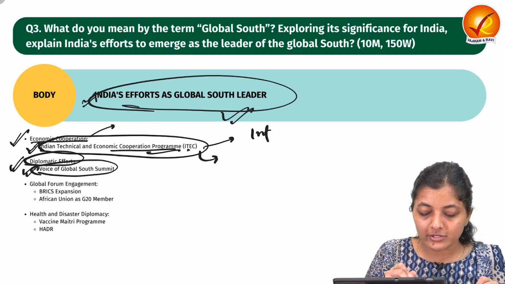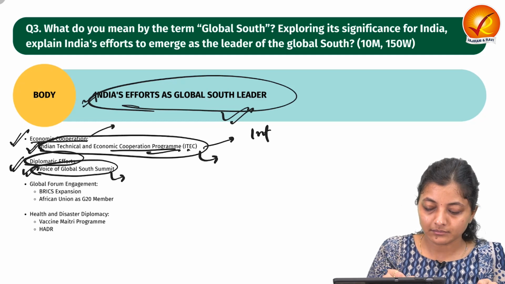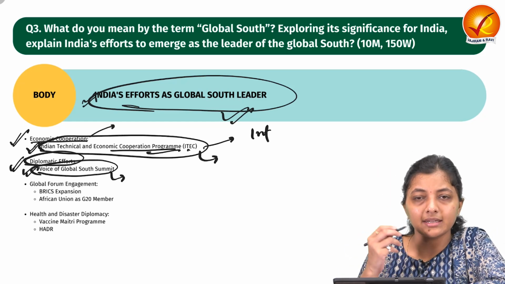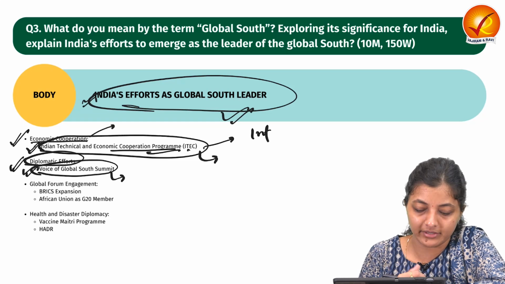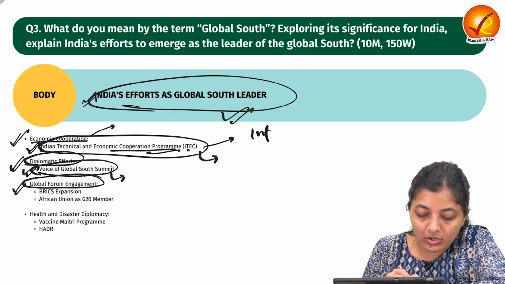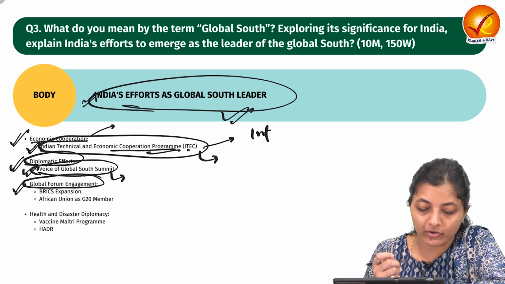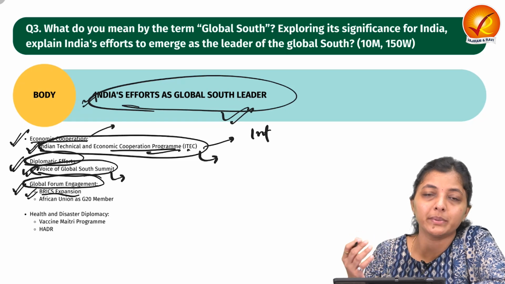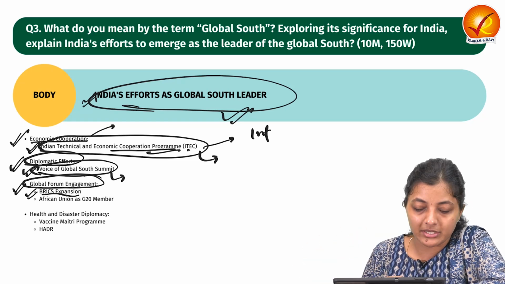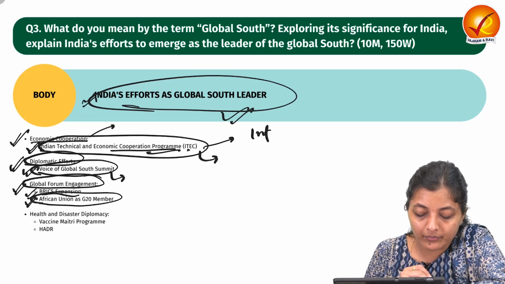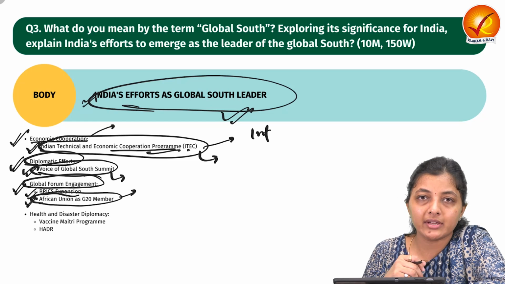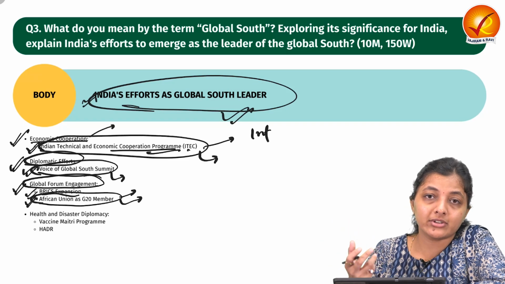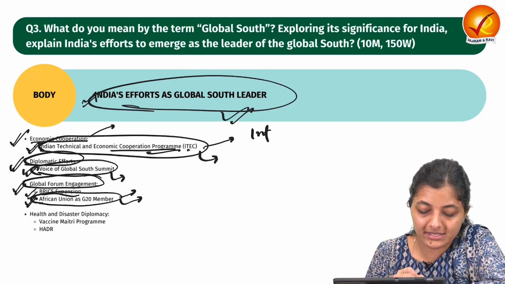India hosts the Voice of Global South Summit, and it addresses the concerns of the global south regarding climate change and counter-terrorism activities. Then India is also encouraging the expansion of regional forums, like BRICS expansion, to welcome developing countries and to foster competitiveness along different dimensions. Then India pushes for the inclusion of the African Union as a G20 member. So this also shows that India is strengthening its hold as a leader for the global south countries.